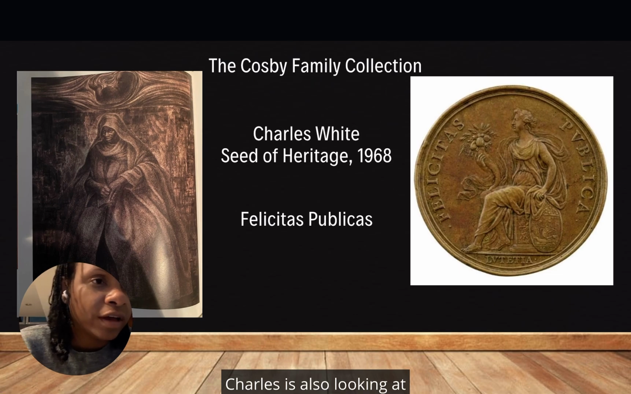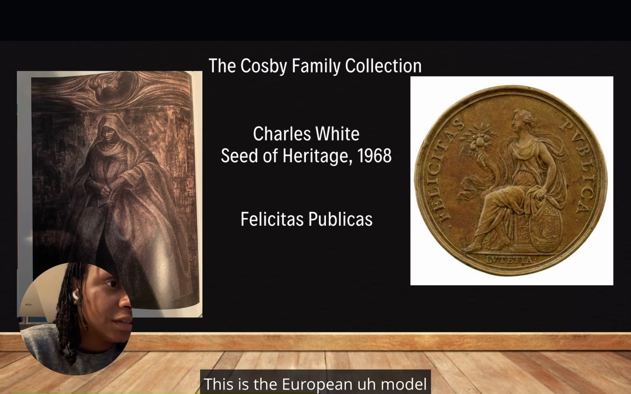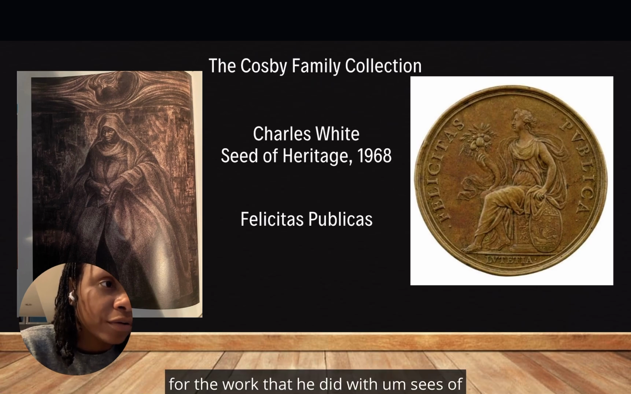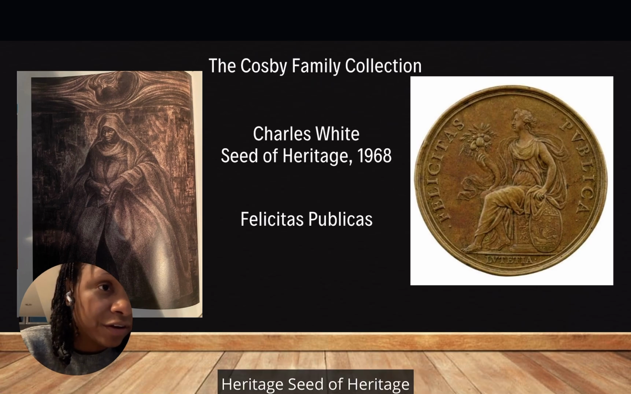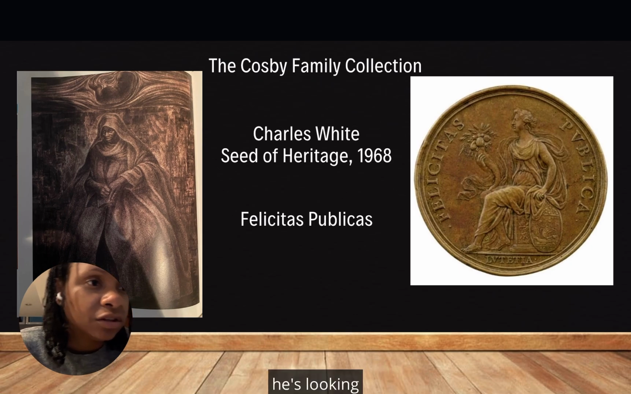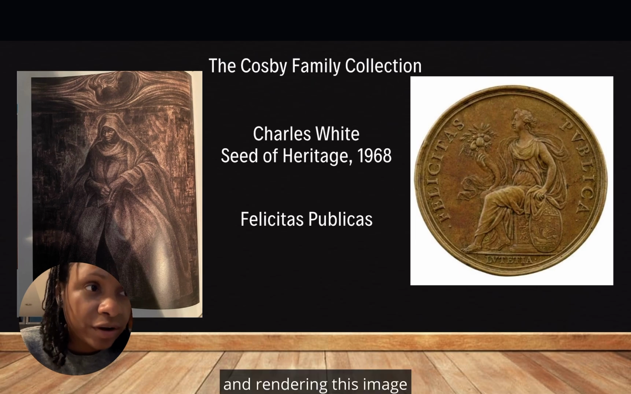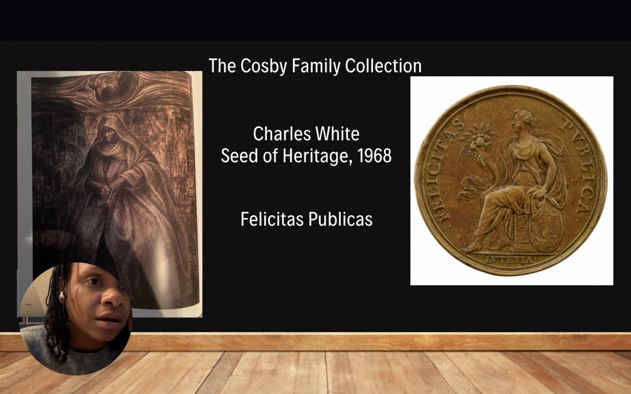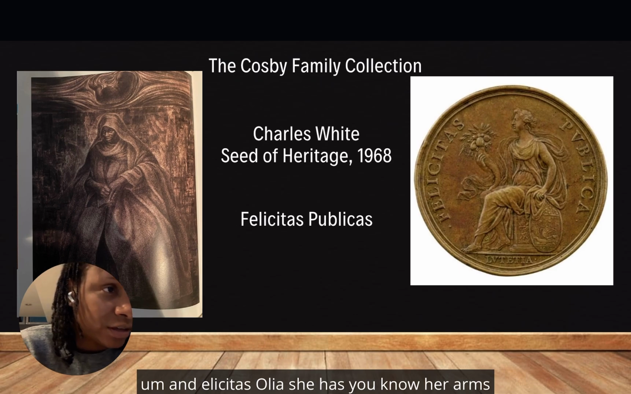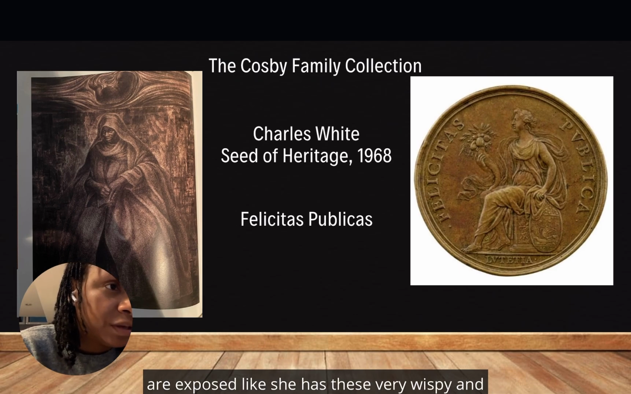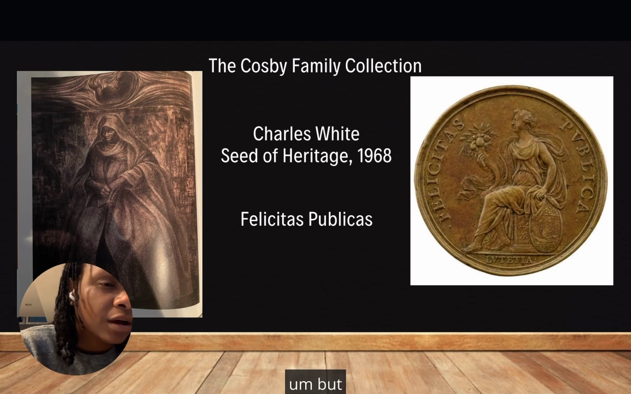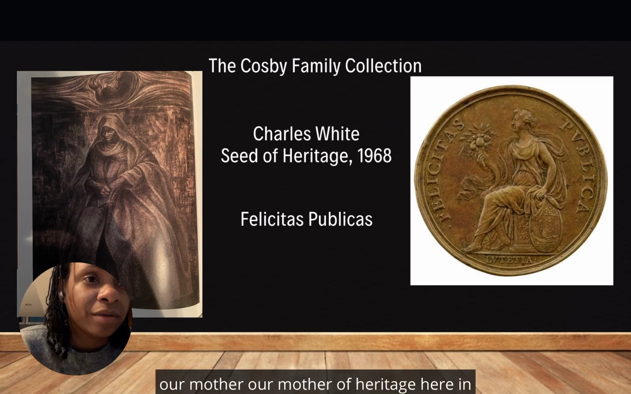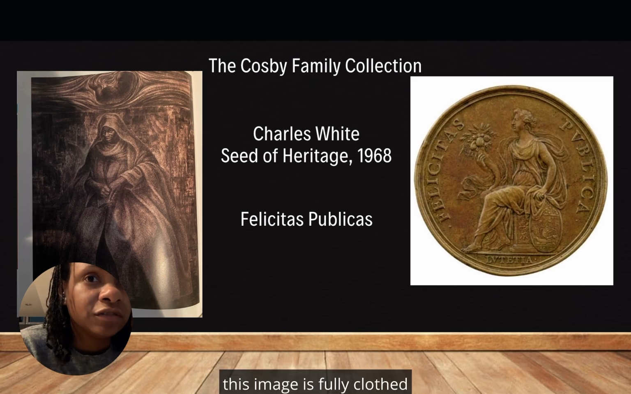Charles is also looking at this Felicitas Publica. This is the European model for the work that he did with Seeds of Heritage. So he's looking at art history and rendering this image. In our image, she's very fully clothed, in these loincloths. And Felicitas Publica has her arms exposed, with very wispy and ethereal looking clothes you can kind of see through. But our mother of heritage here in this image is fully clothed and kept within her dignity.